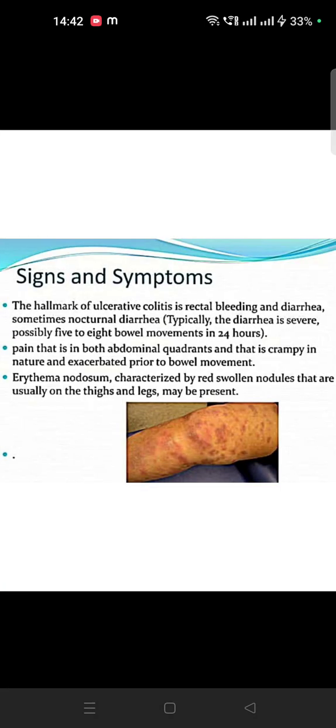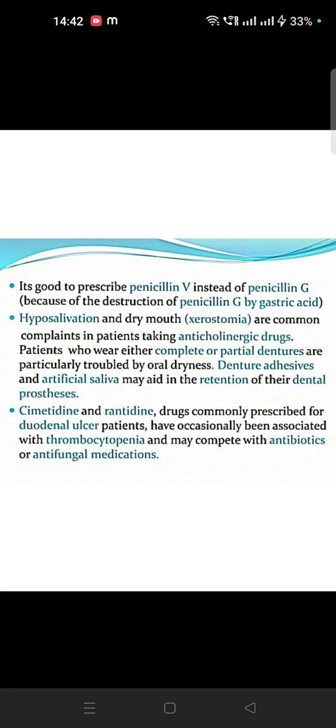Okay, then signs and symptoms. The hallmark of ulcerative colitis is rectal bleeding, and sometimes diarrhea. If the diarrhea is severe, more than 8 bowel movements in 24 hours, they will keep the patient for observation. There is pain in both abdominal quadrants and cramping with bowel movement. Erythema nodosum will appear as red swollen nodules, usually on the thigh and leg, and may be present among the signs and symptoms.